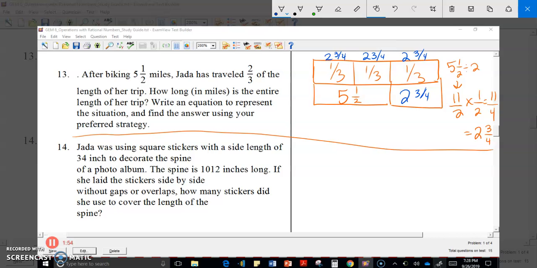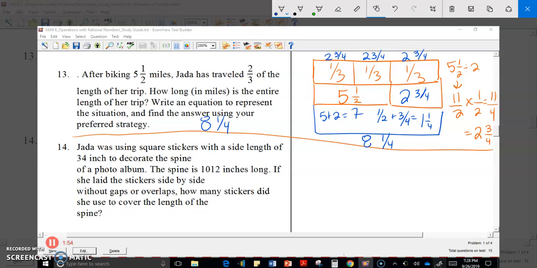So now I can determine the total length of my trip by doing 5.5 plus 2 3/4. Or I can take 2 3/4 and multiply it times 3 because there's 3 groups. But I think these are easy fractions that you can just add together. 5 plus 2 is equal to 7.5 plus 3/4 is equal to, if I'm correct, 1 1/4. So the total is 8 1/4. So the entire length of your trip was 8 1/4.